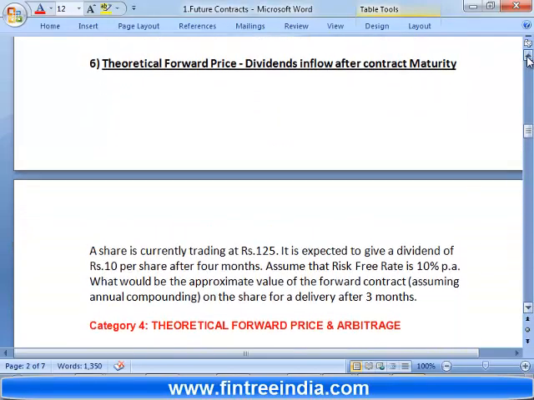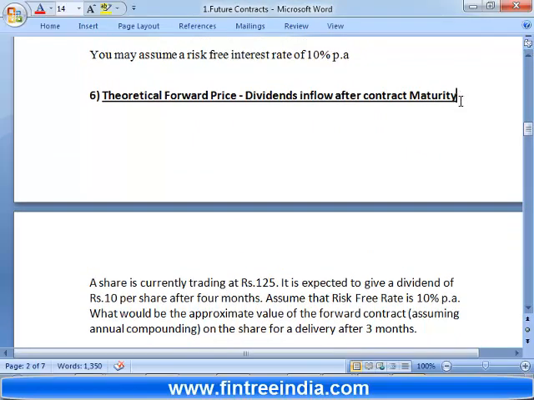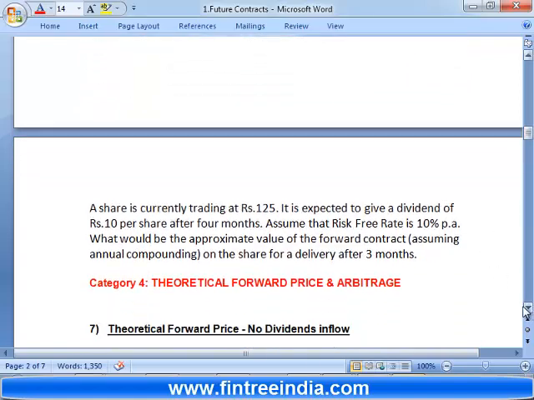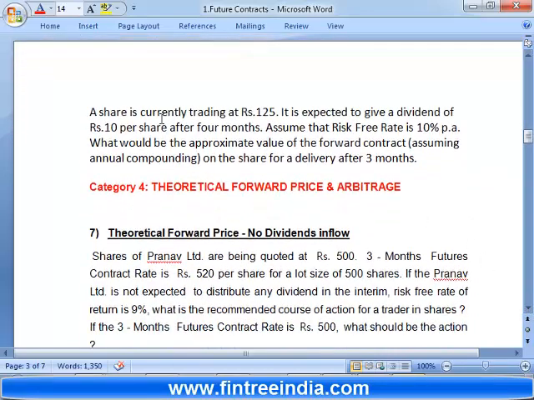Now, this is an exam question. I do not remember which exam I missed on this one, but question number 6 is an actual exam question, and a very recent one, I think in the last 1 or 2 years. A share is currently trading at rupees 125. It is expected to give a dividend of rupees 10 per share after 4 months. Assume risk-free rate of return 10% per annum. What would be the approximate value of forward contract, assuming annual compounding, on the share for a delivery after 3 months? How will we solve this?